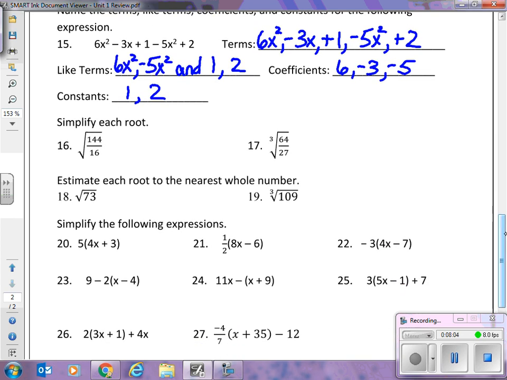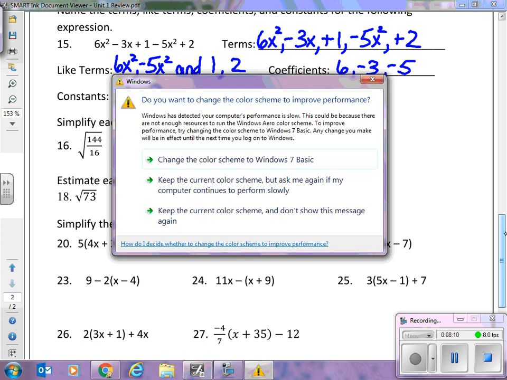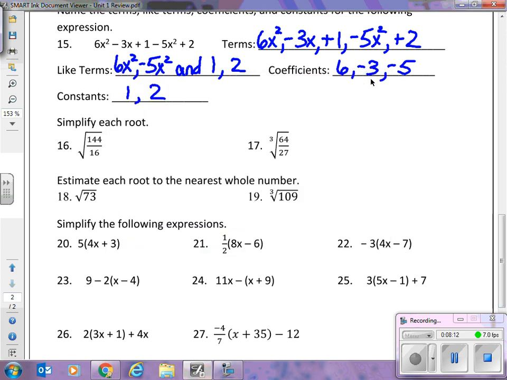All right, for the next part, simplify each root. Okay, whether it's square root or cube root, you want to make sure that you know what you're doing. Right, so with this one, you want to take and break it up so it's the square root of 144 over the square root of 16. It's a lot faster to do that way. The square root of 144, because it's a perfect square, is 12. The square root of 16 is 4. And you should easily know that 12 divided by 4 is 3. So it's a lot safer to do once you break it up.